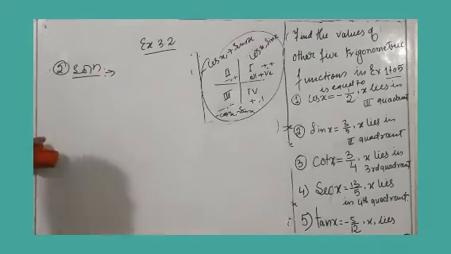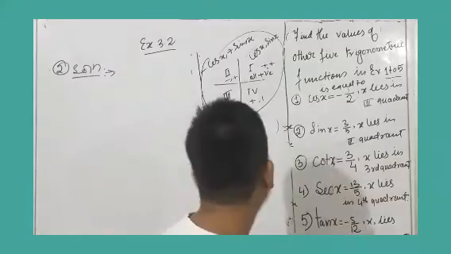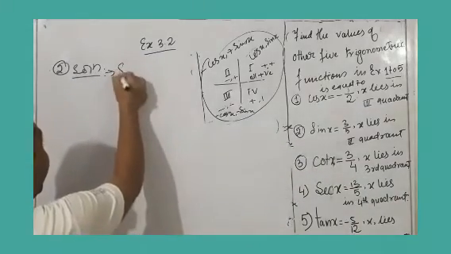First, what will we be writing? We will be writing: since sin x equals 3 by 5, x lies in the second quadrant.